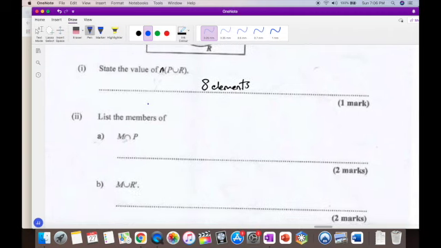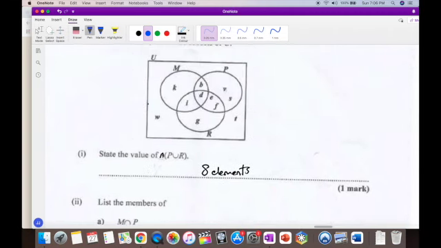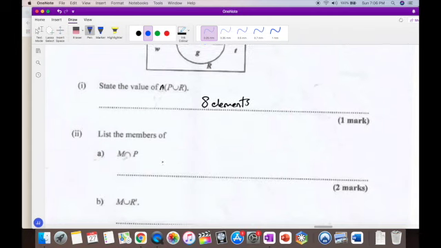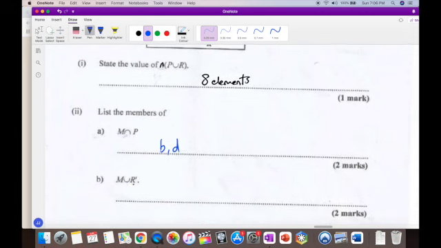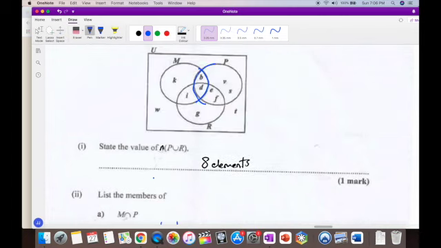List the members of M intersect P. So M intersect P, we can see that this is M, and this is where M intersects P, and the elements are B and D. And M union R complement. So that means that I want everything in M, but I don't want anything from R. So this is R here, so I want everything in M, but nothing from R. So that would mean K and B.